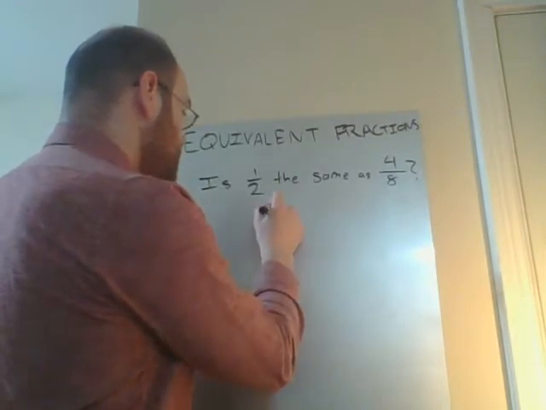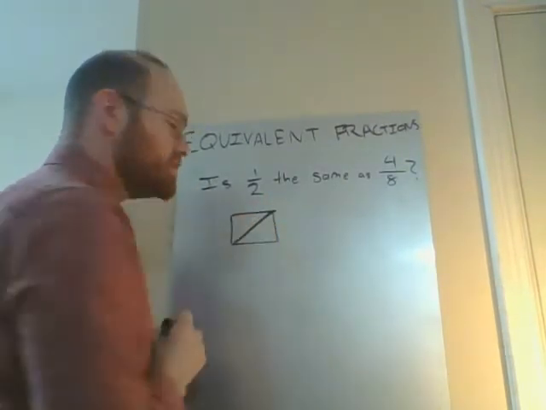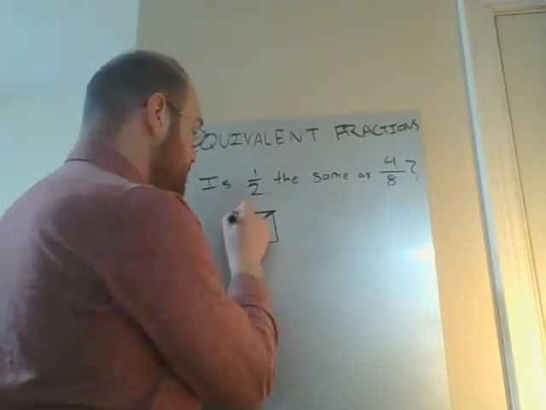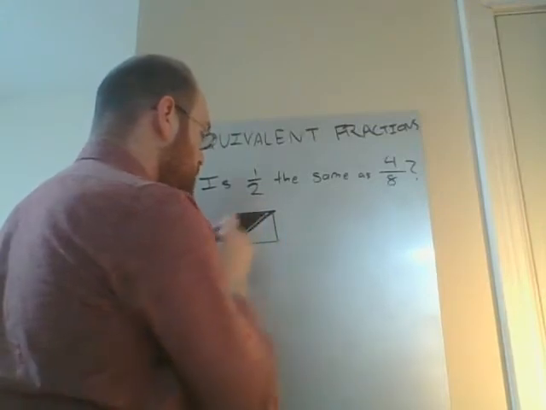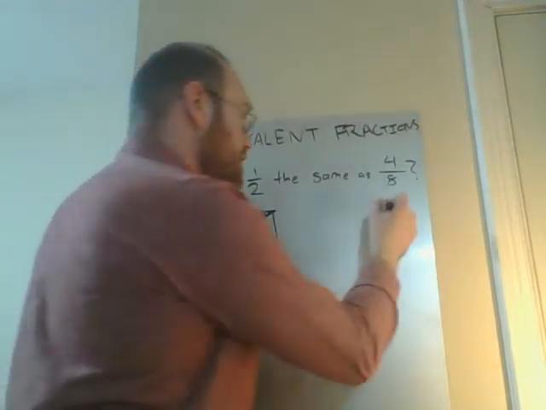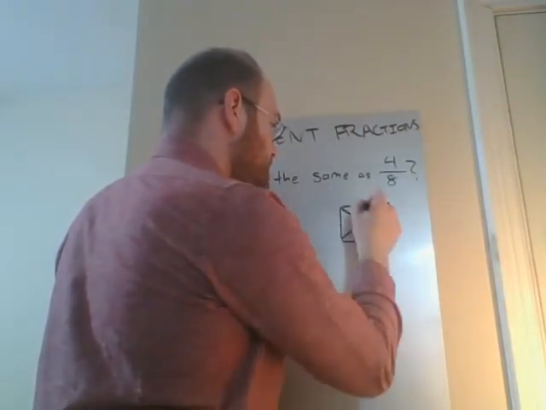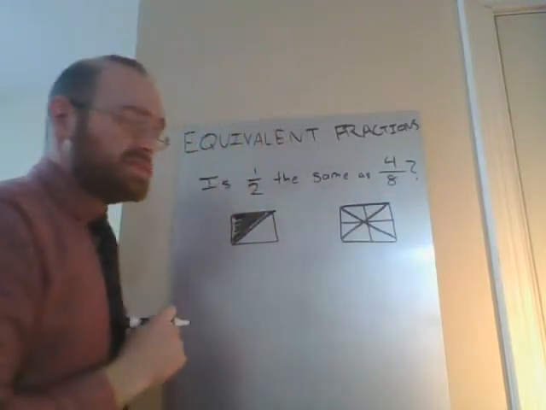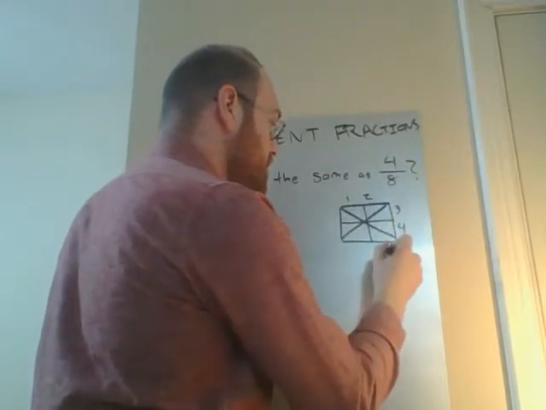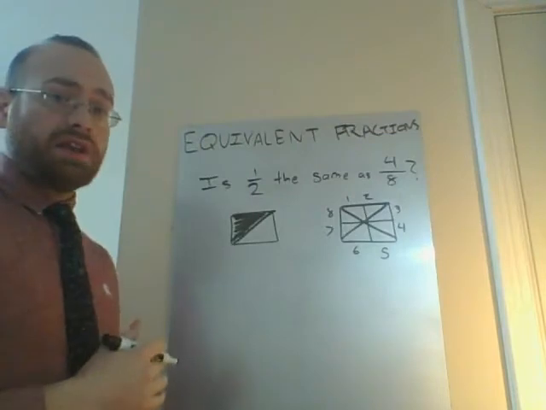So let me draw a square over here. I'm going to divide this square into two parts, and then I'm going to shade in one of them. So I've now made a square that represents 1/2. On this side, I'm going to make another square, but this time I'm going to divide it into 8 pieces. So 1, 2, 3, 4, 5, 6, 7, and 8. And I'm going to shade in 4 of them.